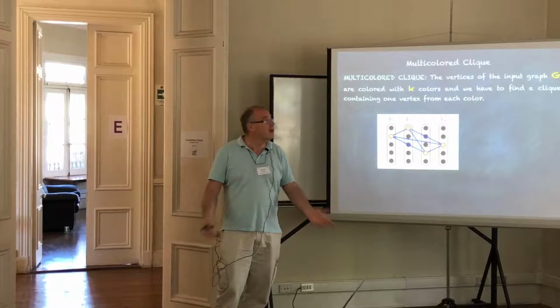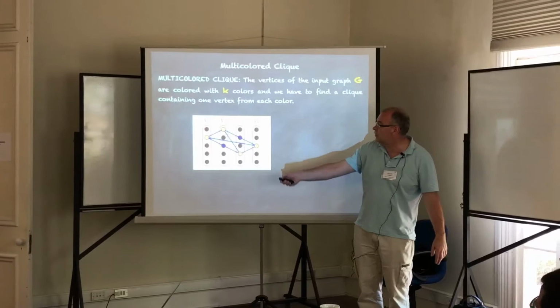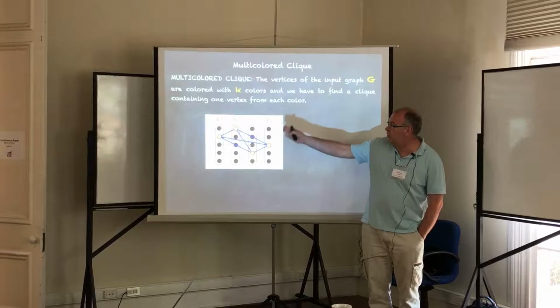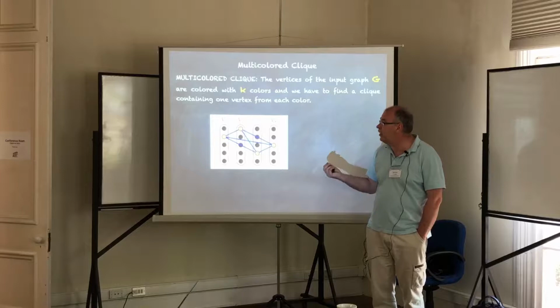So what is multicolor clique? I have a k-partite graph, where each part is an independent set. View it as just a graph colored in k colors, with edges between colors. And then I'm asking if there is a clique of size k which contains all k colors, right? So that's the problem.